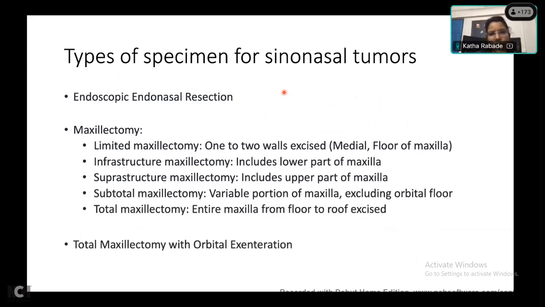For sinonasal tumors, the types of specimens that are received can be endoscopic endonasal resection. Maxillectomy can be limited maxillectomy when one or two walls are excised, infrastructural maxillectomy, suprastructural maxillectomy, subtotal maxillectomy, or entire maxilla from floor to the roof is excised. And there can be total maxillectomy with orbital exenteration.